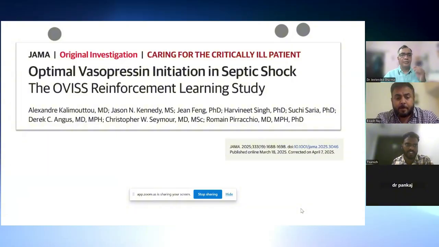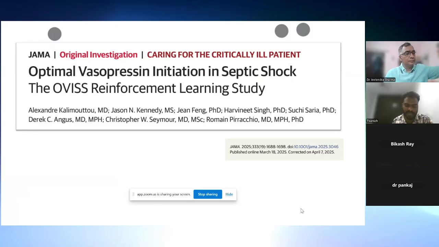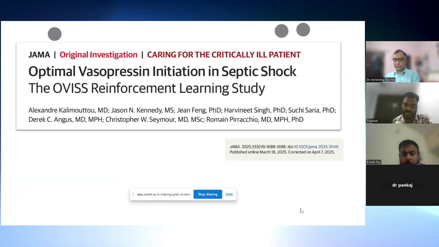So, today we are going to discuss a study regarding optimal vasopressin initiation in septic shock, which is called the OVISS study. It is based on machine learning. So, it's a reinforcement learning study. It was published in JAMA in March 2000.